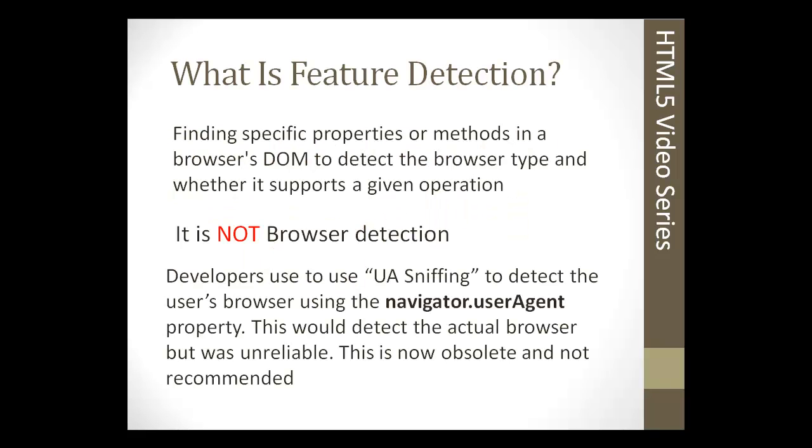Feature detection is finding specific properties or methods in a browser's DOM to detect the browser type and whether it supports a given operation. Now, the DOM stands for Document Object Model, and I'm not going to go deep into that because it would just be too much to cover.